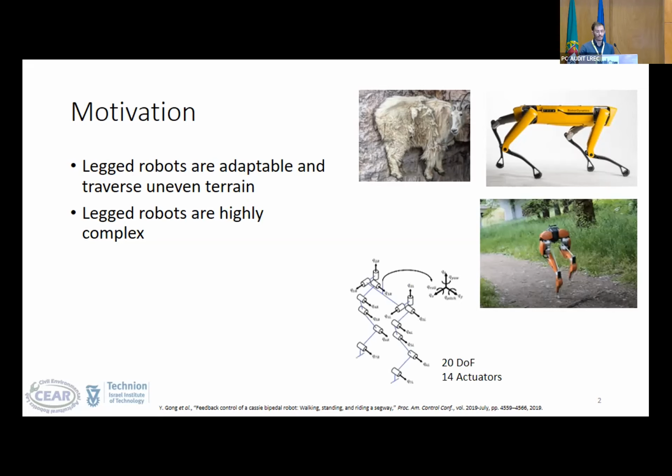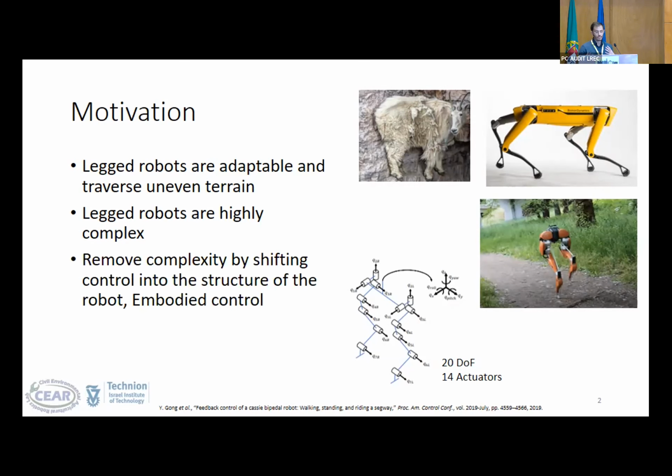Think of Cassie: it has about 20 degrees of freedom, about 14 actuators, and uses a complex series of feedback and gait control libraries. This makes an amazing robot, but in our lab in CEAR, we focus on something called minimalistic robotics, where we try to take back some of that design and control complexity and put it into the structure of the robot. We call this embodied control.